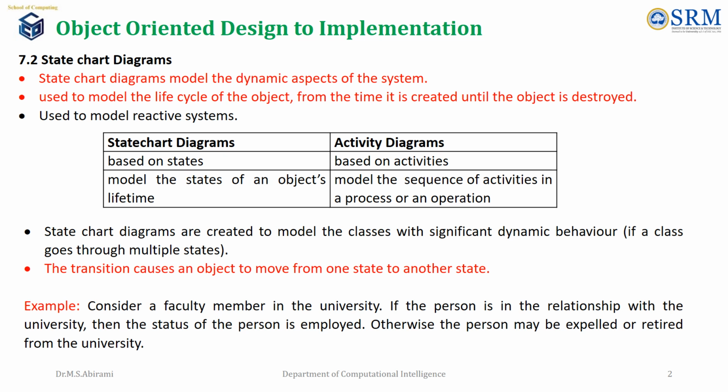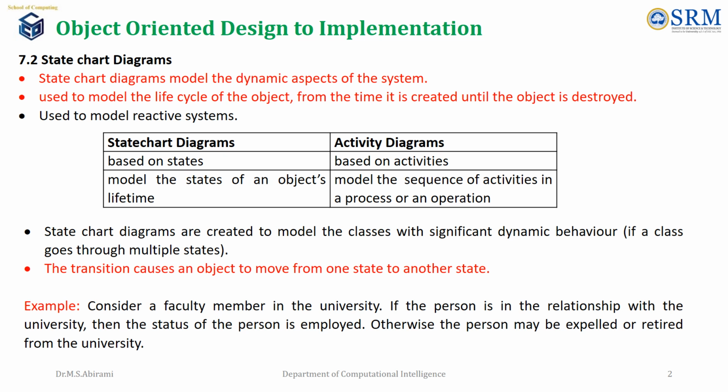State chart diagrams model the dynamic aspects of the system and are used to model the life cycle of the object from the time it is created until the object is destroyed. The major difference between state chart diagrams and activity diagrams is that state chart diagrams are based on states, whereas activity diagrams are based on activities. State chart diagrams model the states of an object's lifetime, but activity diagrams model the sequence of activities in a process or an operation. The transition causes an object to move from one state to another state.